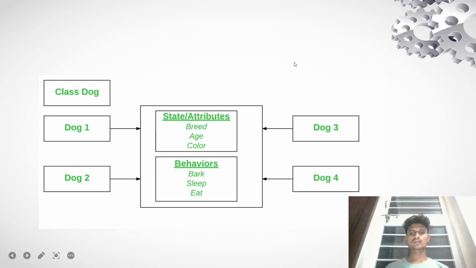In this diagram, there is a class named dog, and there are objects dog one and dog two. Dog has breed, age, and color as attributes, and behavior. Dog two's behavior is bark, sleep, and eat. There are several objects: dog one, dog two, dog three, and dog four. They have the same attributes and behaviors: breed, age, color, and bark, sleep, and eat.